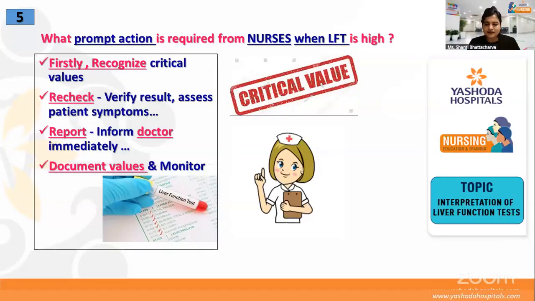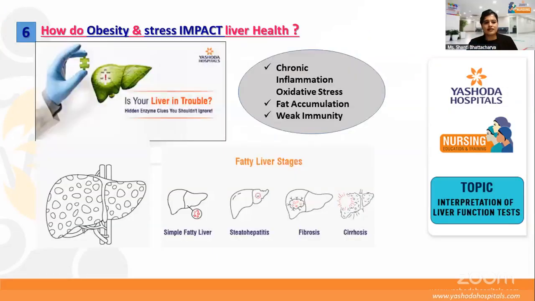And if the enzymes are very high, the patient may land in problems like hepatic encephalopathy and acute liver failure. So if we see any very high enzyme levels, it is better to inform immediately. And if there is abdominal pain and fever, that also you have to inform the doctor.